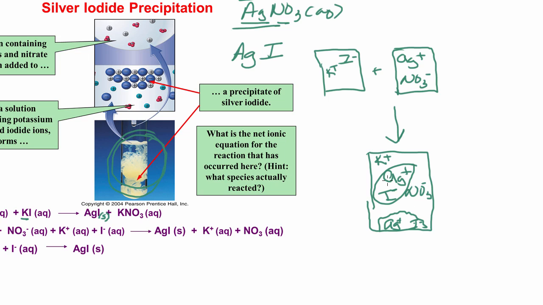And what we have is this solid silver iodide, and then we have these potassium and nitrate ions that are in solution. They're completely dissociated. What that means is that the silver and iodide ions have more of an attraction for one another than they do for water molecules, which is why they form that precipitate.